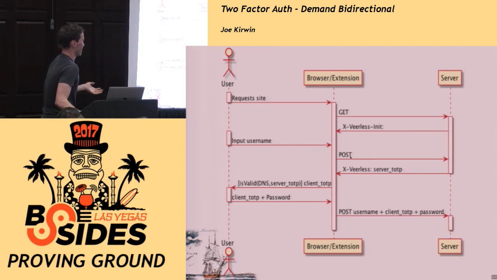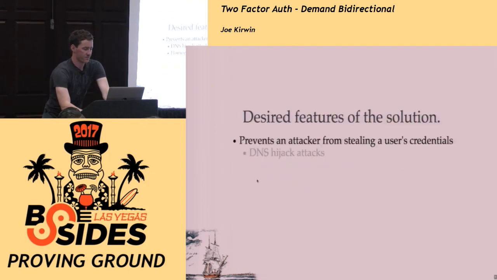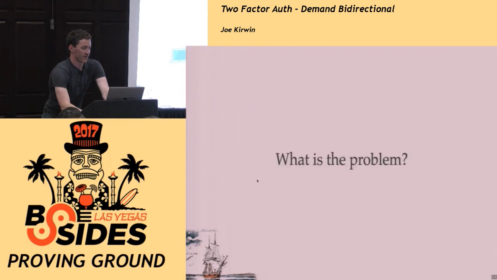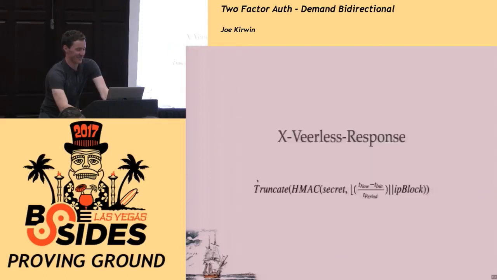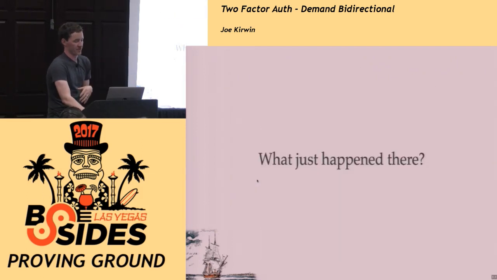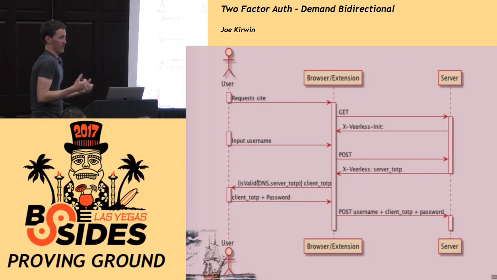Then you input your username. Then you do a post request, and it will receive the TOTP code from the server. And what the extension then does is it uses the DNS resolution API to say, OK, where did that server TOTP come from? And it came from this IP. Then it checks, are these valid? So this is what the client's going to compute based on the DNS resolution that it got, and it's going to compare that to what it received from the server. And then after that, it's just a normal flow.